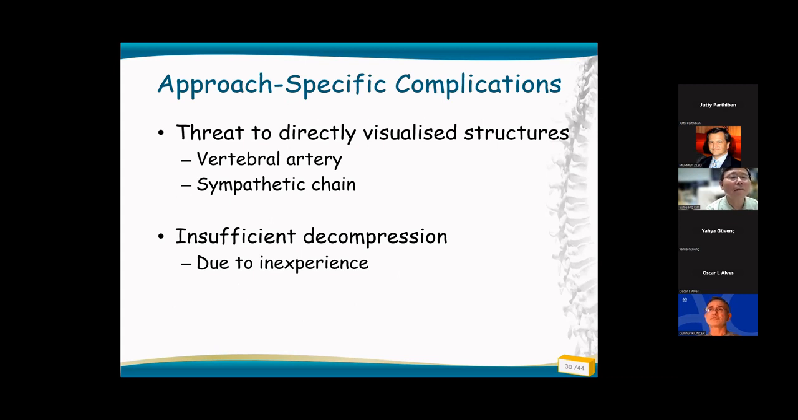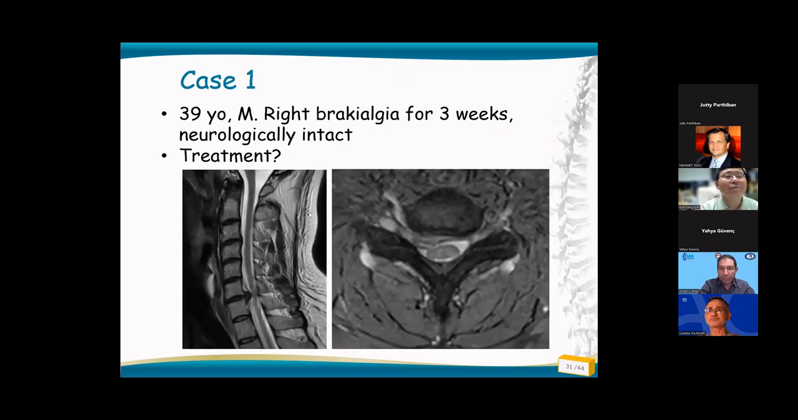Of course, there are approach-specific complications. There is a trick to directly visualize structures like the vertebral artery and sympathetic chain, but these complications are reported to be very rare. And insufficient decompression, especially during the learning curve, is very possible. We see that in our cases also.